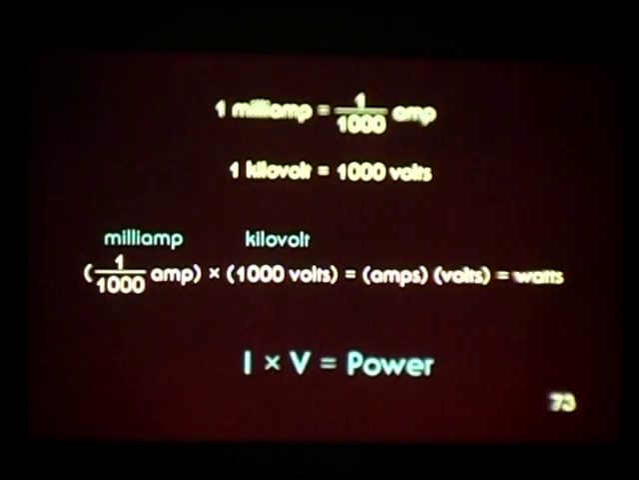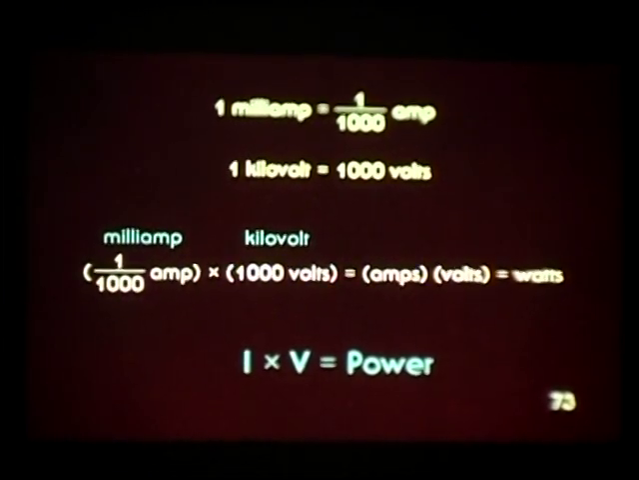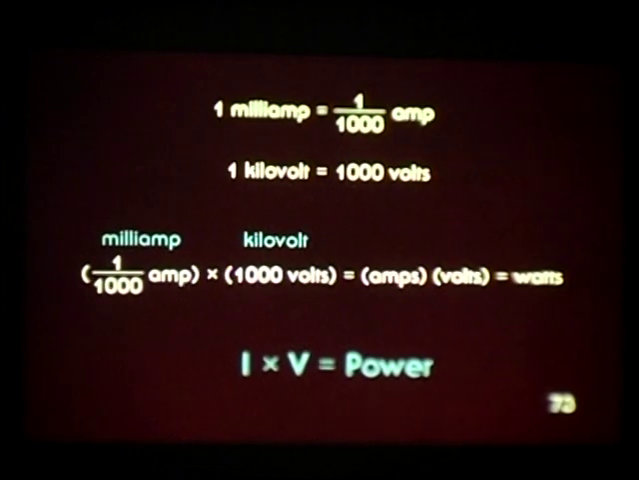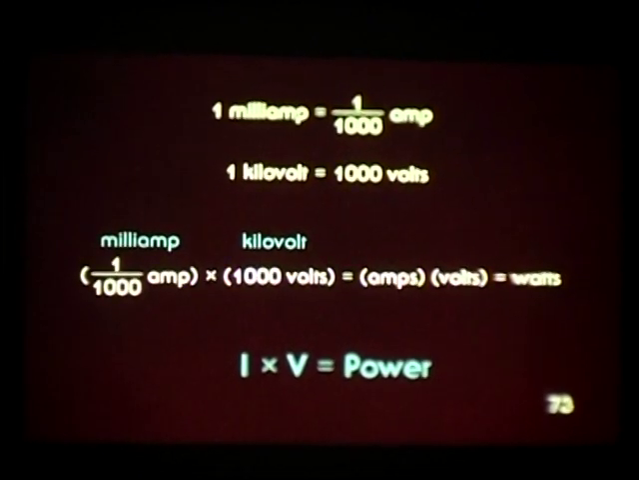Technique factors set by the technologist on the control panel of an X-ray generator are expressed in milliamps and kilovolts. Each milliamp equals 1,000th of an amp. Each kilovolt equals 1,000 volts. When we multiply milliamps times kilovolts, we obtain watts, units of power.